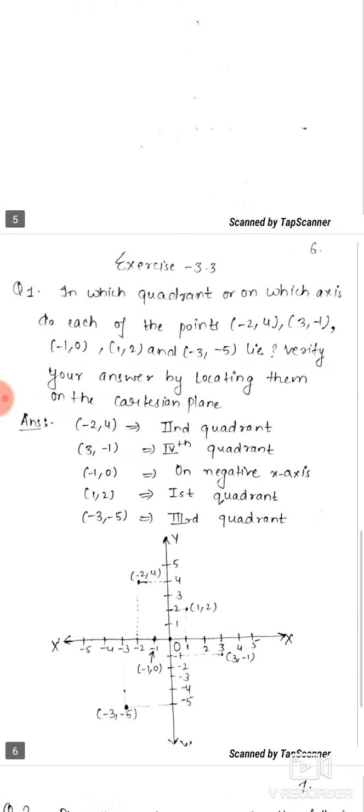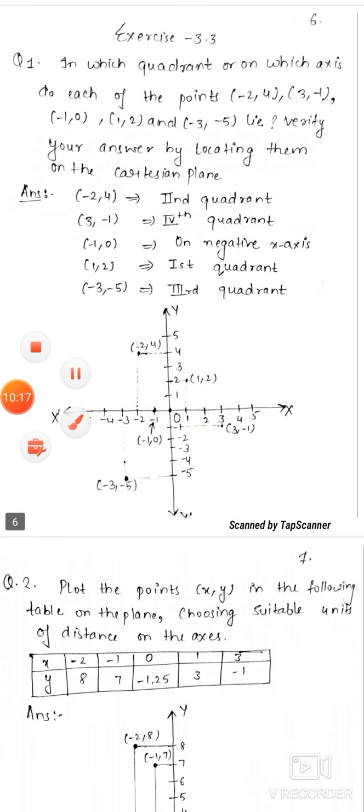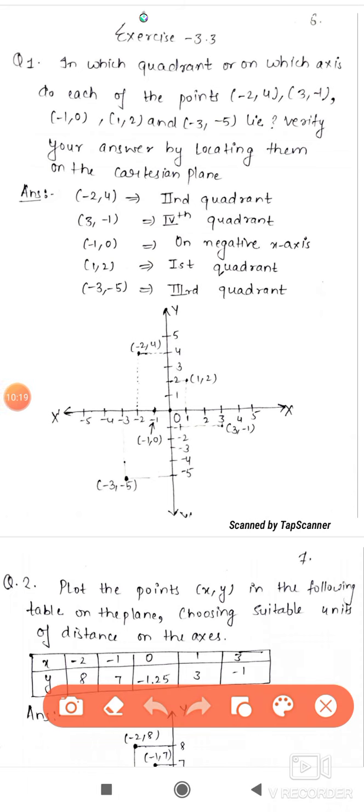Now exercise 3.3. In exercise 3.3 we just have to plot the points in the Cartesian plane and tell in which quadrant the points are lying. See, the first point is (-2, 4). Minus 2 comma 4 means on the x-axis it is negative and on the y-axis it is positive, so (-2, 4) is lying in the second quadrant. Next, (3, -1). At the x-axis it is 3 and at the y-axis it is -1. So it is lying in the fourth quadrant.